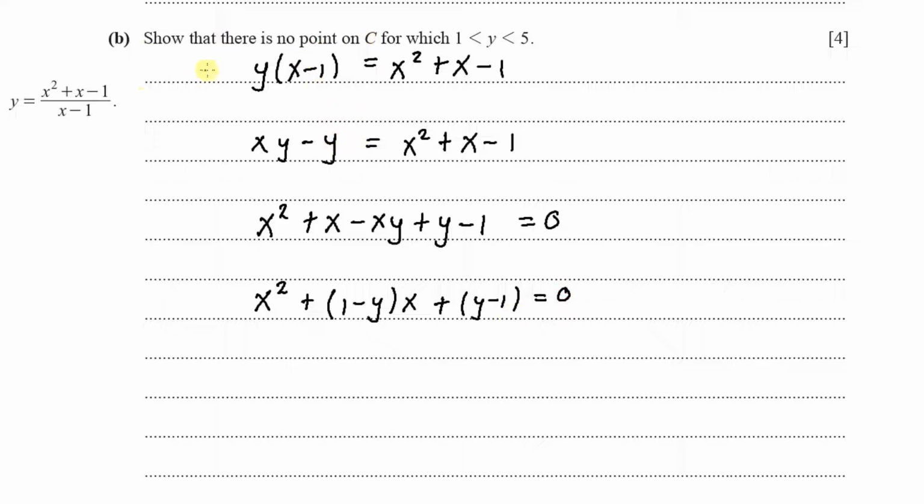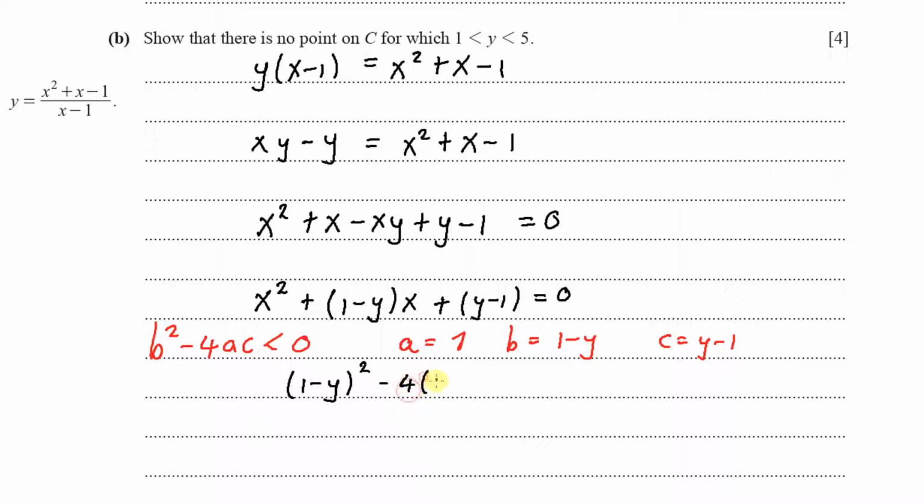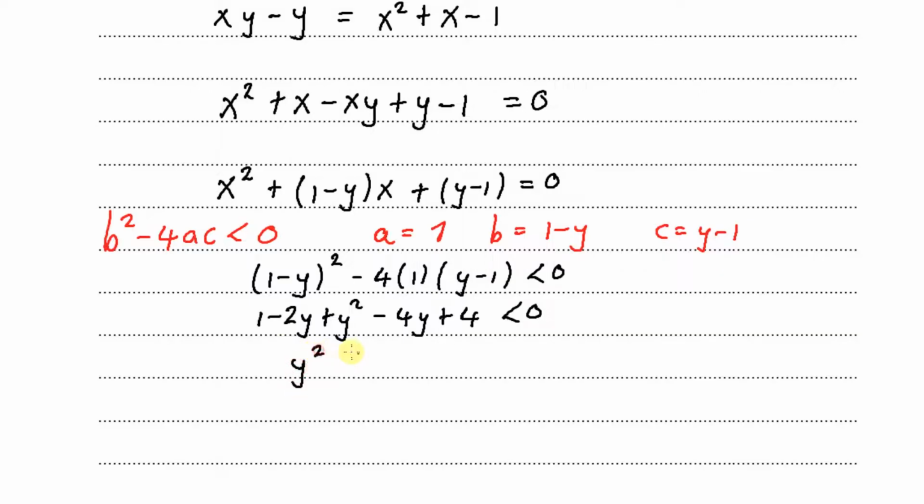Now, according to the question, they want us to show that there is no point on C for which y takes these values. It also means that there are no values of x for which these values exist. This means that b squared minus 4ac should come out less than 0. Here a is the coefficient of x squared, that's 1, b is 1 minus y, and c is y minus 1. So the discriminant gives (1 minus y) squared minus 4(1)(y minus 1) less than 0. Expanding, this is 1 minus 2y plus y squared, minus 4y plus 4, less than 0. This simplifies to y squared minus 6y plus 5 less than 0.